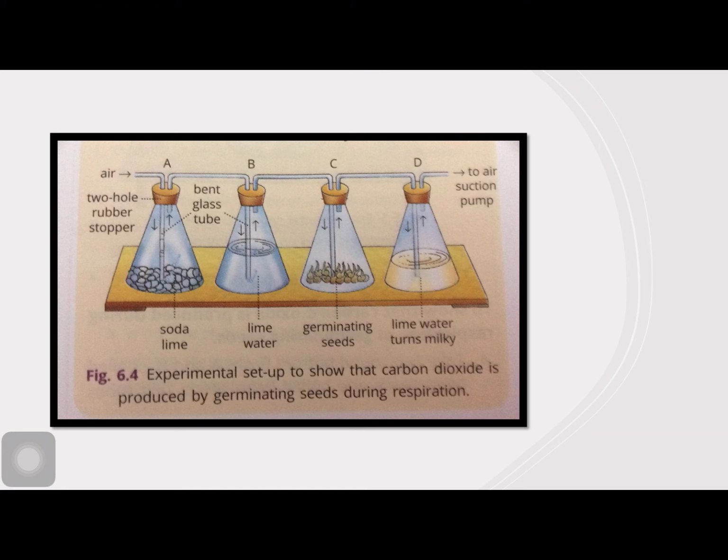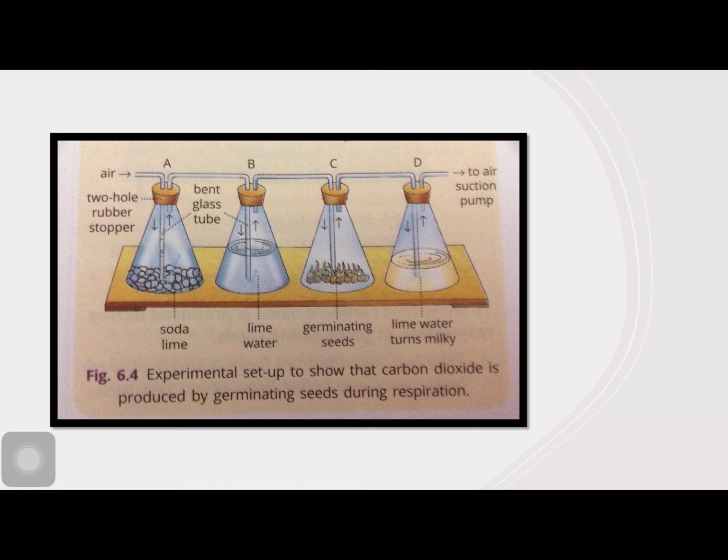So from flask A, where we have placed soda lime, and in flasks B and D we have placed lime water. And what we have placed in flask C? In flask C we have placed 8 to 10 germinating seeds.